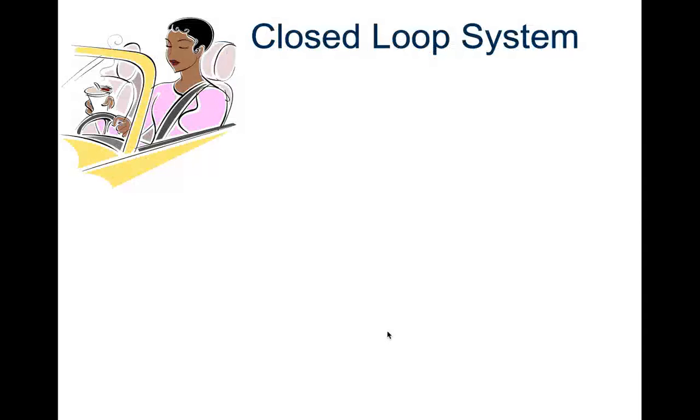So that is the difference between an open and closed loop system. The open system has no way of monitoring itself. I'm going to talk more about closed loop systems in the next presentation.